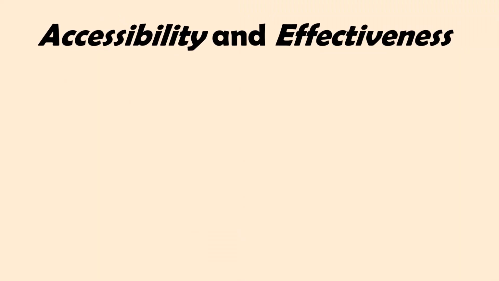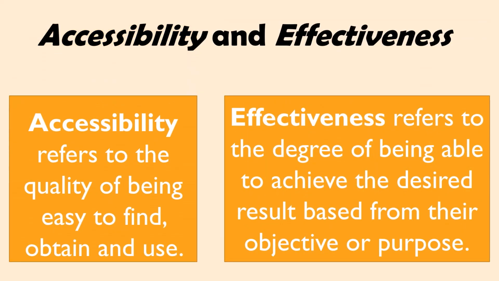As those sources provide significant information, it is your duty to check the information in terms of two criteria: accessibility and effectiveness. Accessibility refers to the quality of being easy to find, obtain, and use. If the information is easy to reach and understand, then it is accessible. Meanwhile, effectiveness refers to the degree of being able to achieve the desired result based from their objective or purpose. If the intended information was provided by the source and reached the target audience, then it is effective.